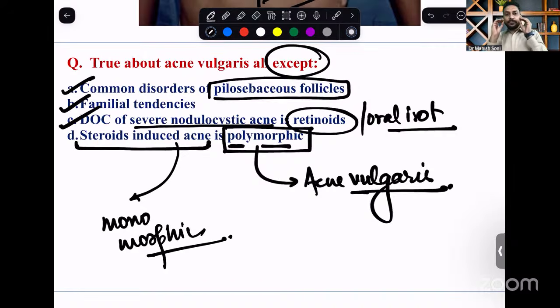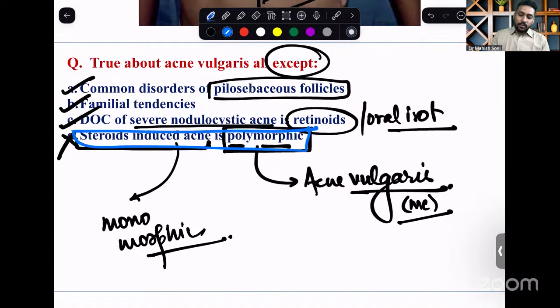So if the lesions are monomorphic, that is, if you're getting papules and everywhere only papules are present, then it is suggestive of drug induced acne like steroid induced acne. But if there are different types of lesions, like papules, pustules, and comedones, then it is the most common variant, that is acne vulgaris, where polymorphic lesions are seen. So this is the wrong statement and this becomes the answer, because they are asking all are true except, and this is the wrong statement here.